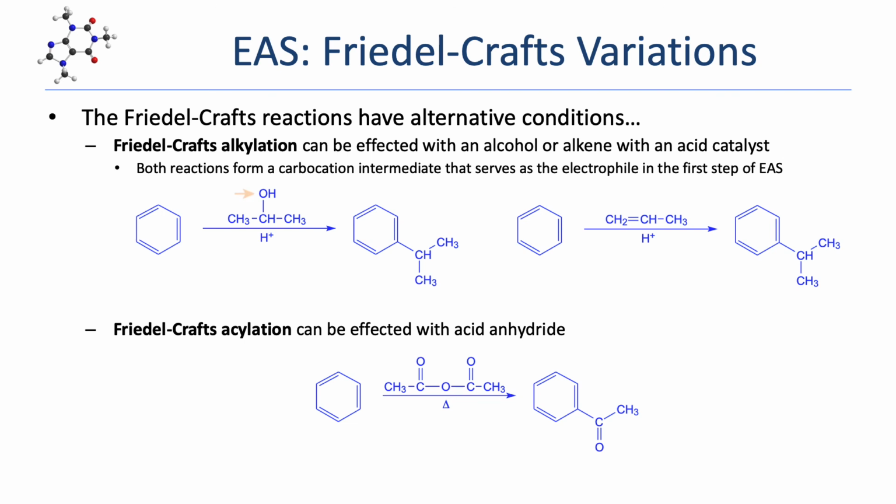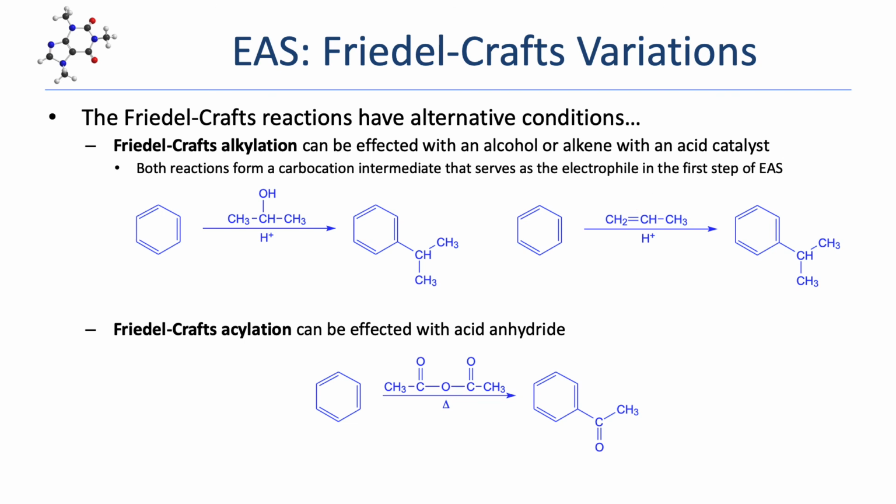In the reaction using an alcohol, the oxygen is protonated to form water as a leaving group, which then leaves to form a carbocation, which serves as the electrophile in the EAS reaction. In the reaction starting with an alkene, the alkene is protonated directly by the acid, forming a carbocation, which serves as the electrophile in the EAS reaction.